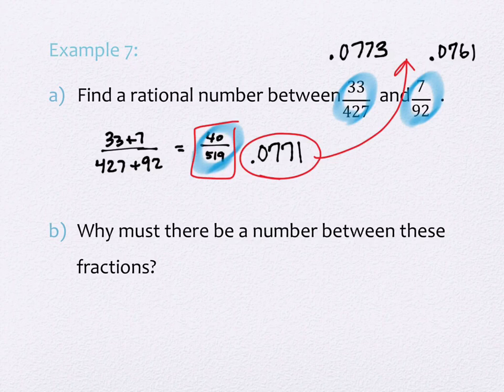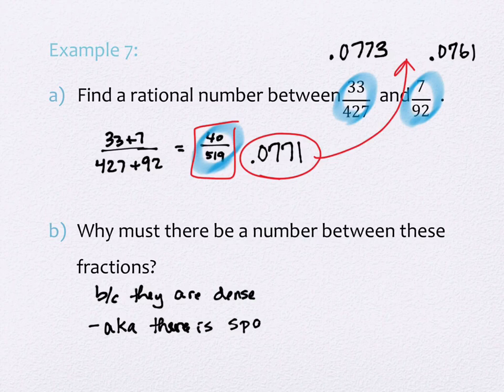So why must there be a number between these fractions? Well, because they're dense. What does that mean? AKA. There is space between them. So space between them means there's a number value between them, a rational number value between them.